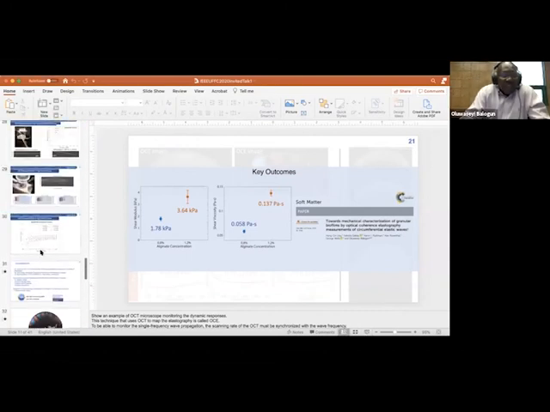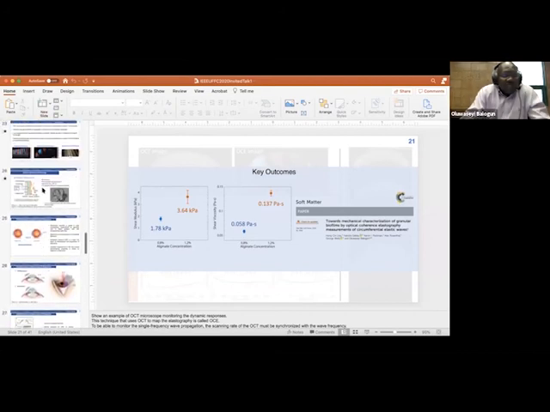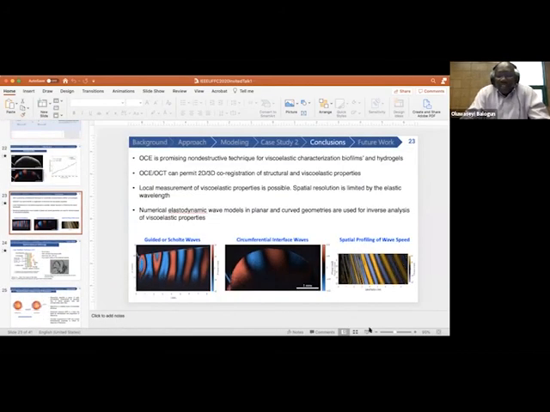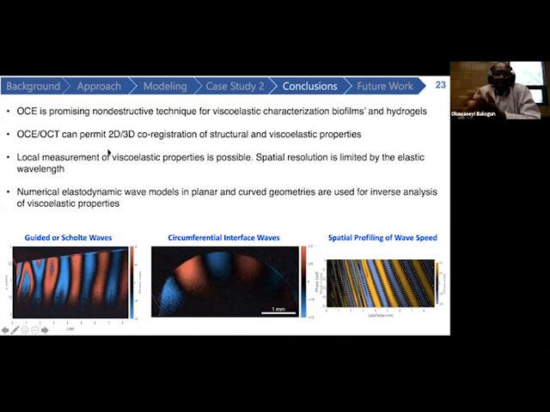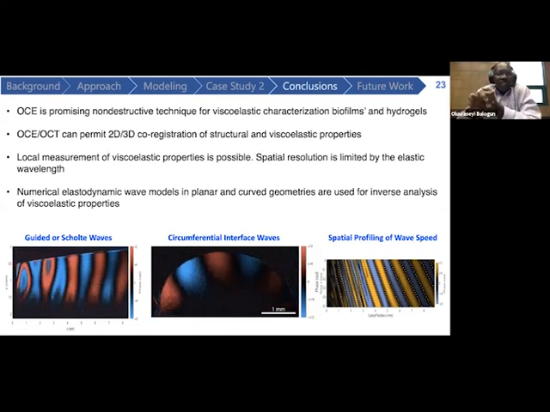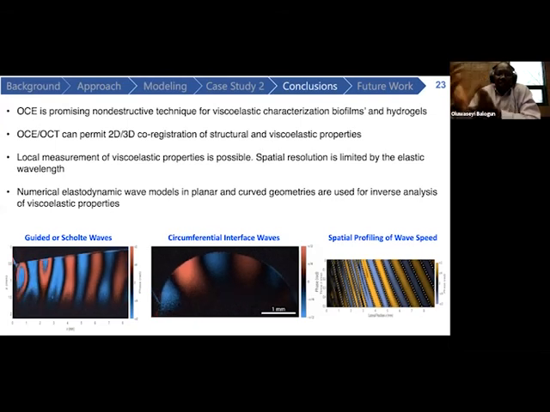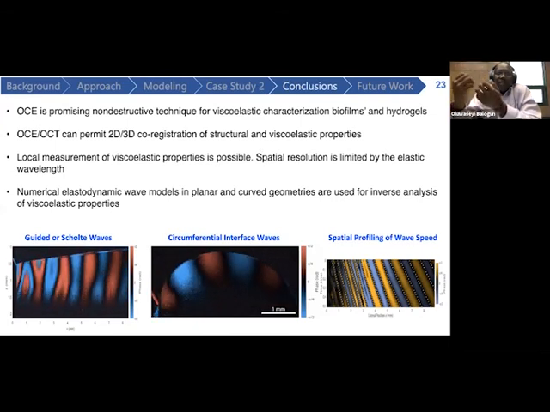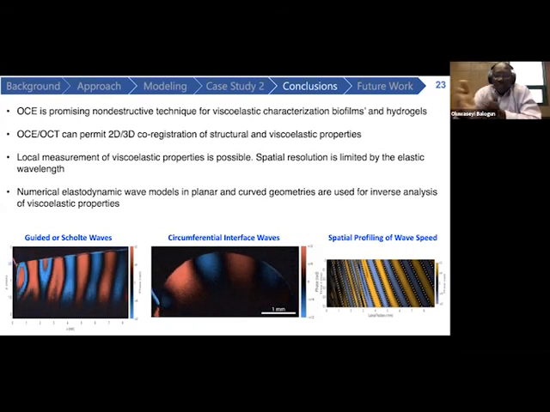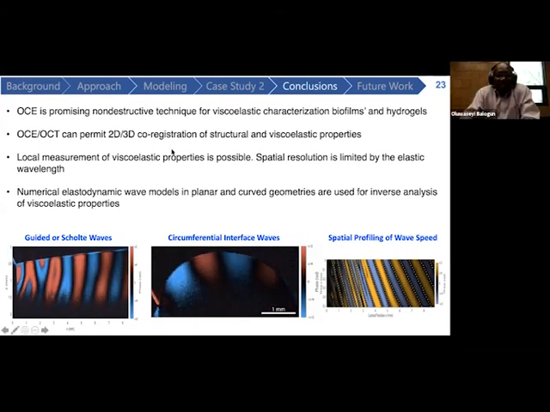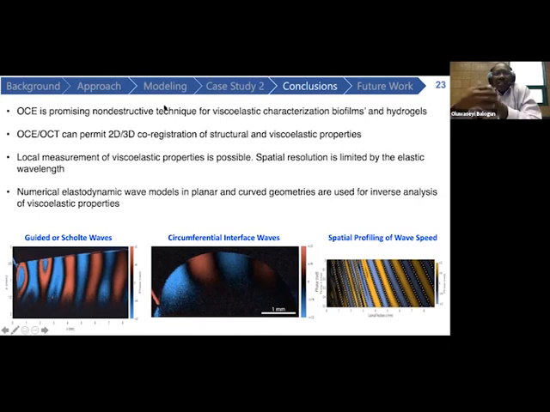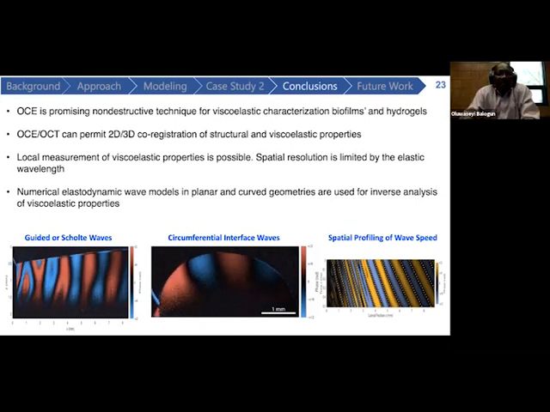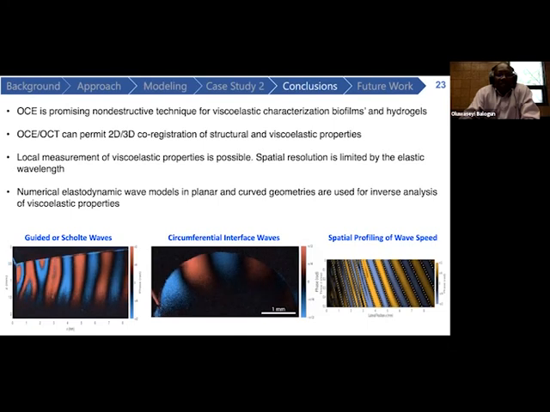Let's move down here. Excuse me. What I've been able to discuss in this talk is that the OCE technique is promising for viscoelastic characterization of biofilms and hydrogels. We can get not only the structural properties, but we can get structural and viscoelastic properties co-registered. And our spatial resolution is ultimately limited by wavelength. And in order to extract these properties, we need an elastodynamic wave modeling approach, which is what we've spent the last couple of years developing, both for planar geometries as well as curved geometries.